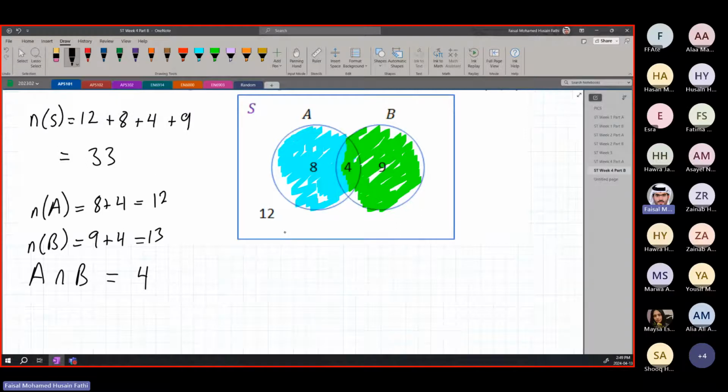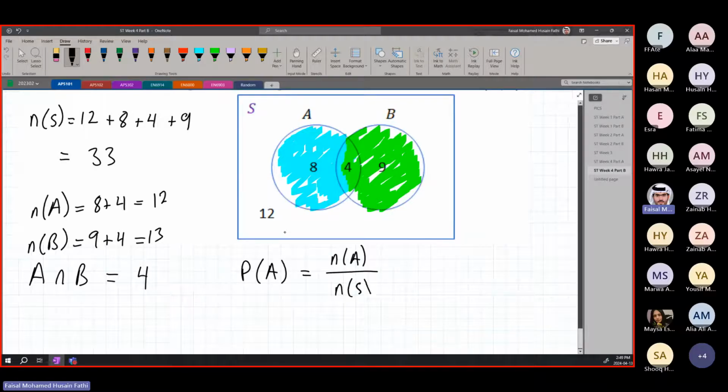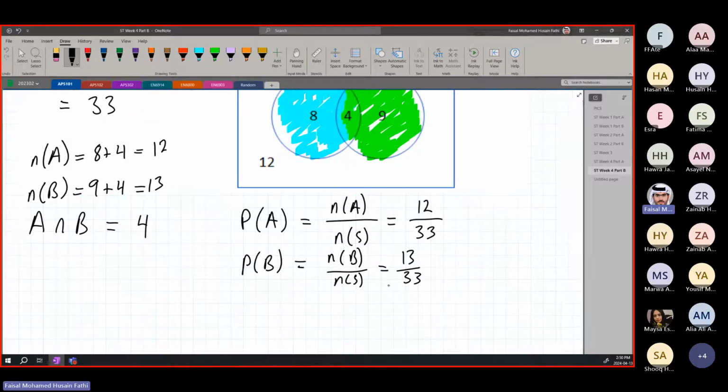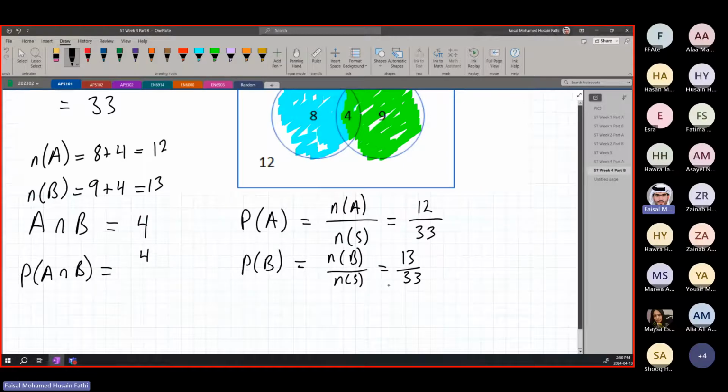Let's talk about the probability of each now. Remember that the probability of A is equal to the number of A over the number in the total set. So it's A, which is 12, over the total set, which is 33. P of B is again the number of B over the number in the set, which is 13 over 33. The probability of A intersection B, again, is the same thing. It's going to be equal to 4 over 33, because this is n of A intersection B.